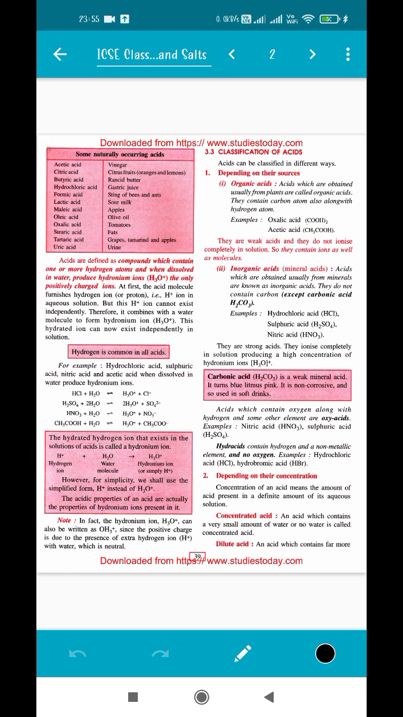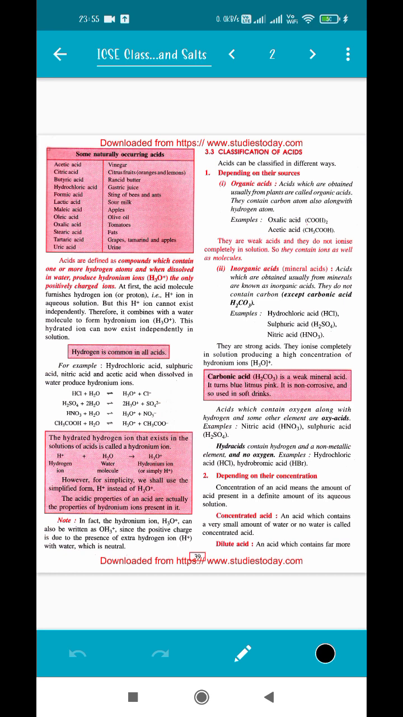You just have to remember the examples, not the chemical formula. Oxalic acid and acetic acid. There can be many other examples like malic acid or tartaric acid. These acids are not strong acids, they are very weak. That means they will not cause any damage to our body, because we are very easily able to eat fruits which contain acids, but we do not face any issue. So these acids are quite weak in nature.